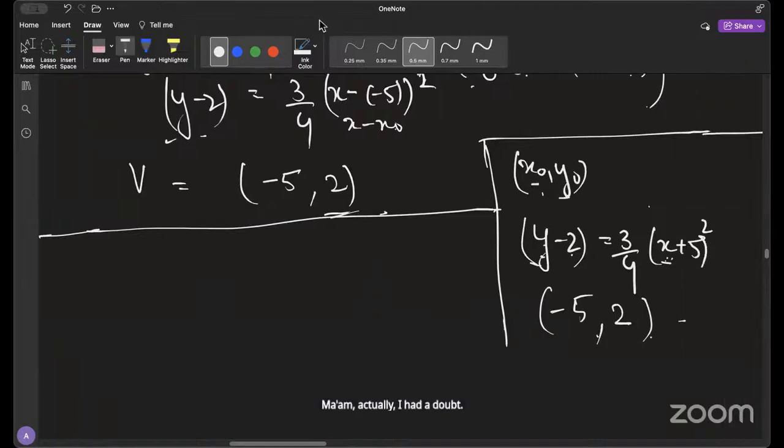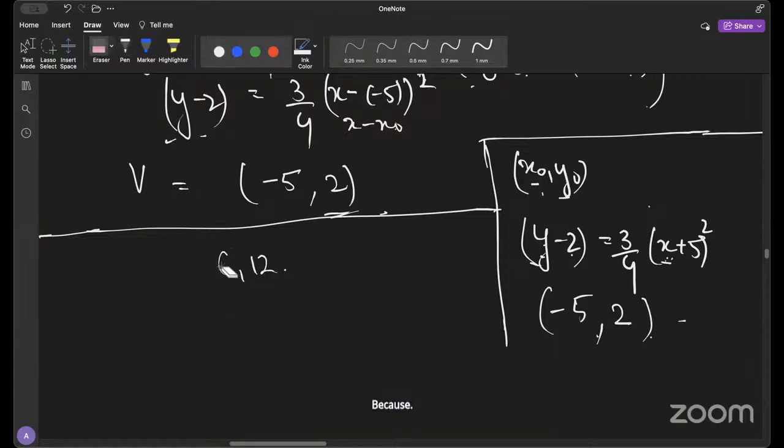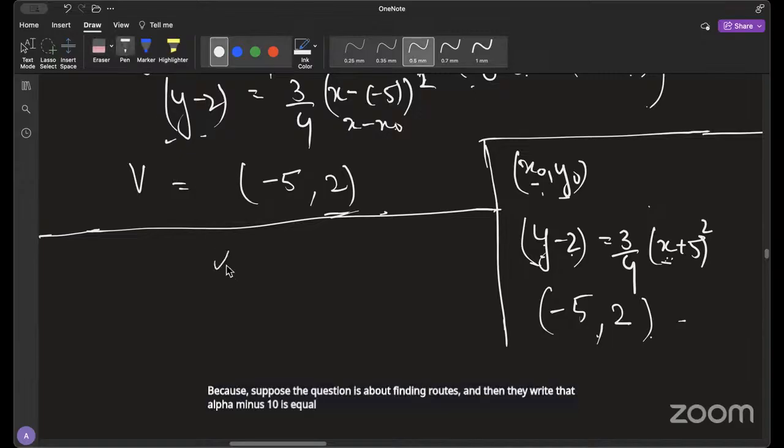What's your doubt? Ma'am, my doubt is that if we're trying to find roots of a quadratic equation and suppose we get two numbers like 6 or 12, then is there a rule for us to consider alpha and beta as what? Because suppose the question is about finding roots and then they write that alpha minus 10 is equal to some answer and write that numerical answer. So how do we decide whether alpha will be 6 or whether it will be 12?